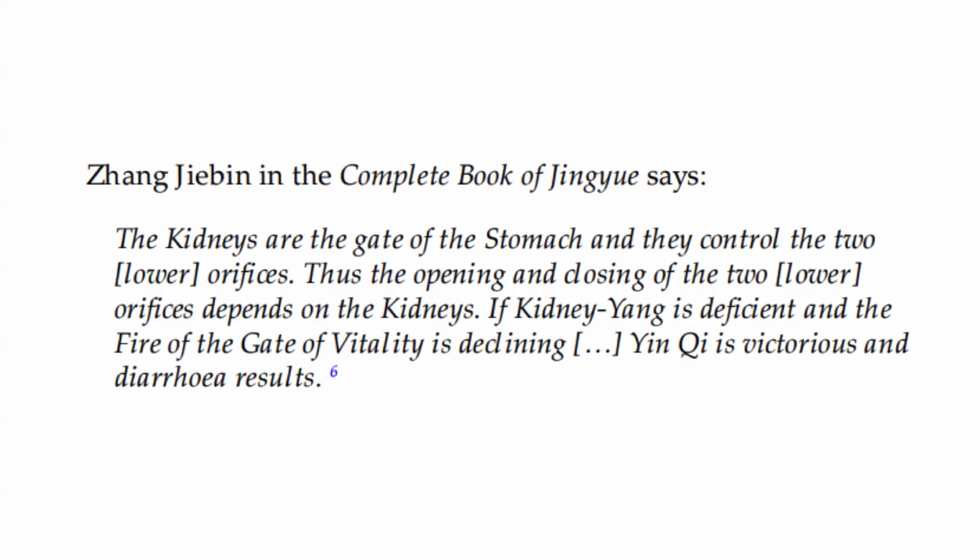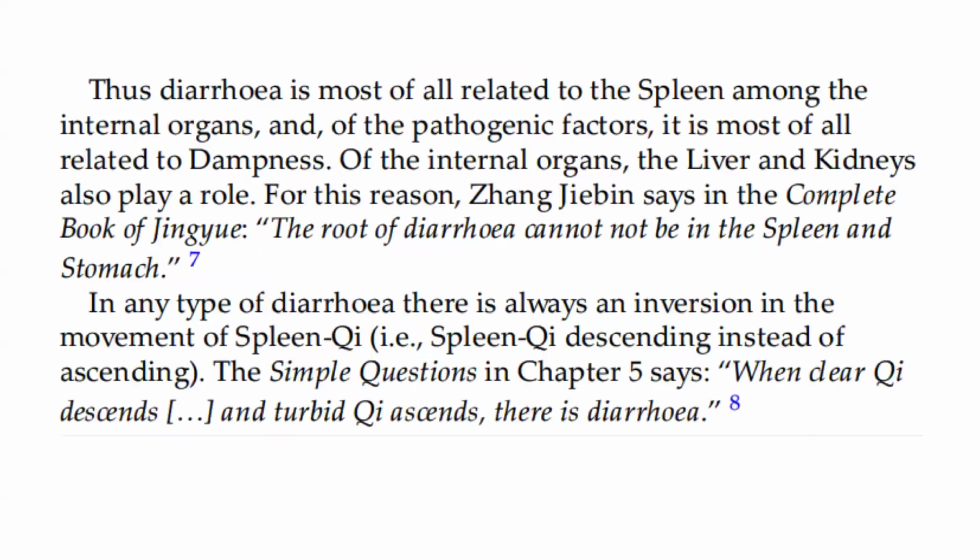If kidney yang is deficient and the fire of the gate of vitality is declining, yin qi is victorious and diarrhea results. Thus, diarrhea is most of all related to the spleen among the internal organs, and of the pathogenic factors, it is most of all related to dampness. Of the internal organs, the liver and kidneys also play a role. For this reason, Zhang Jingyue says in the Complete Book of Jingyue, the root of diarrhea cannot not be in the spleen and stomach.